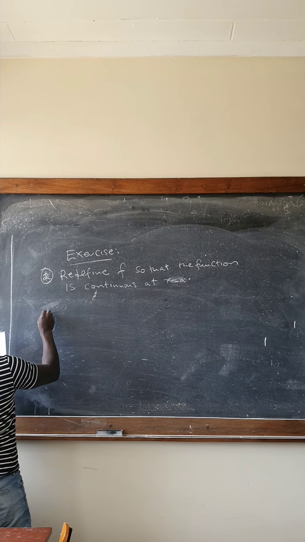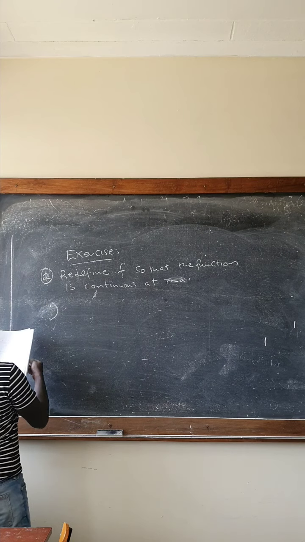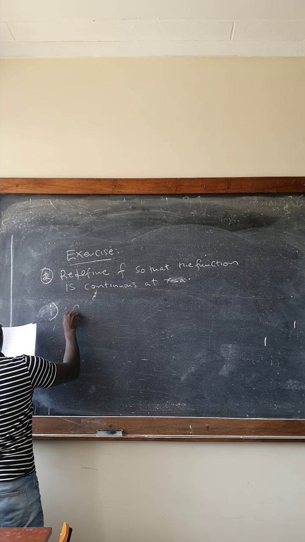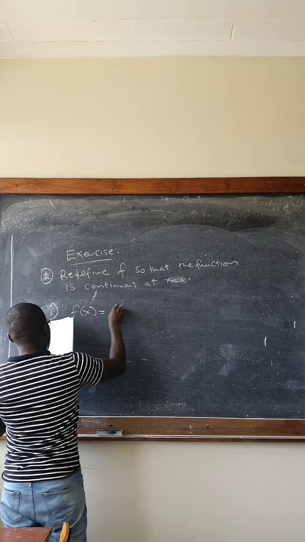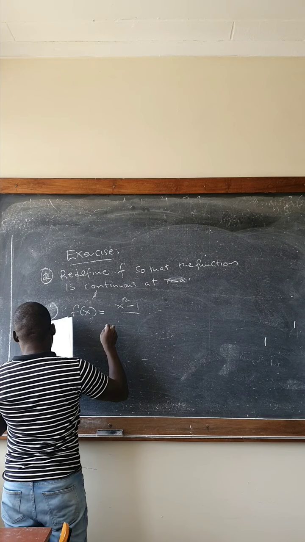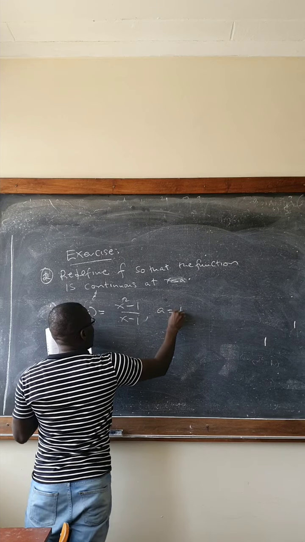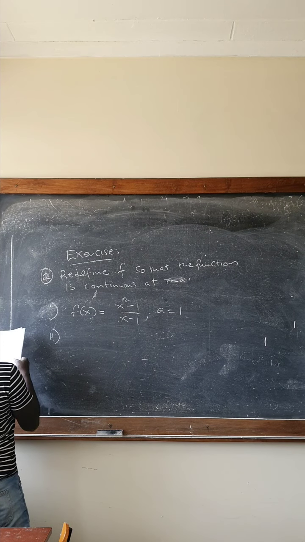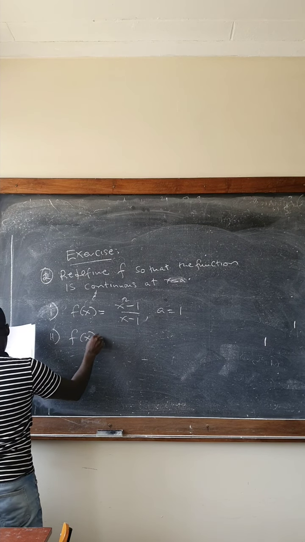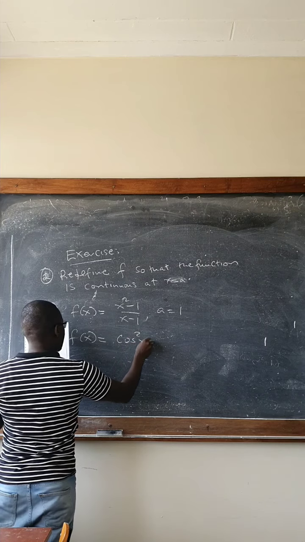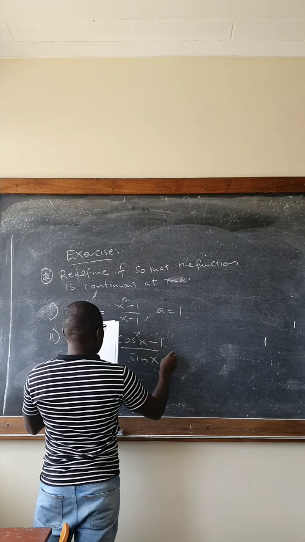And part 1, for example, here you have f of x is going to be x squared minus 1 out of x minus 1 at a is equal to 1. Part 2, you have f of x equals cos squared x minus 1 divided by sin x at a is equal to 0.